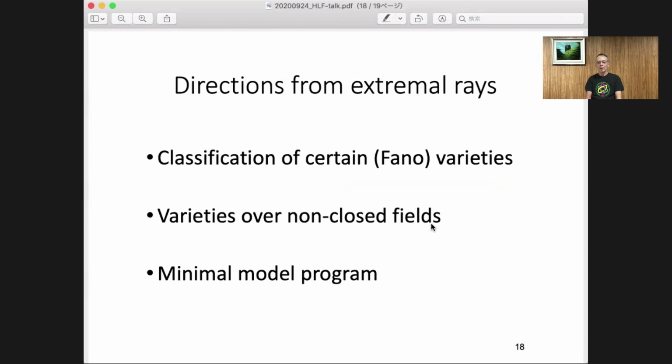So this is a very, very short introduction of extremal ray. And from the extremal ray, there are a few directions I went: the classification of certain varieties, varieties over non-closed fields, and the minimal model program. And these are interesting applications. They had interesting applications because they had some interesting geometric background, this cone.